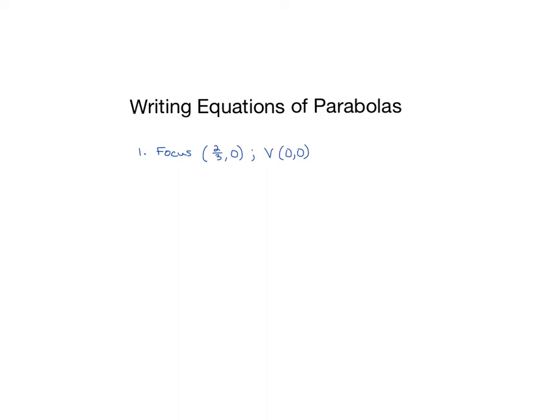Now, recall when the vertex is at the origin, we had two options. We either had y squared equals 4px, and when the variable that's squared is the y, remember our graphs look like the letter C, and that's when the 4p number was positive. But when it was the backwards C, that's when this 4p value is negative.